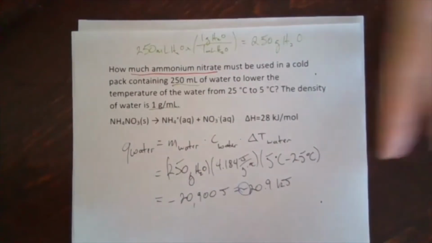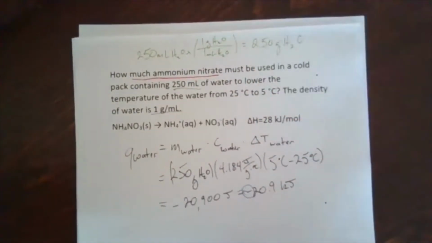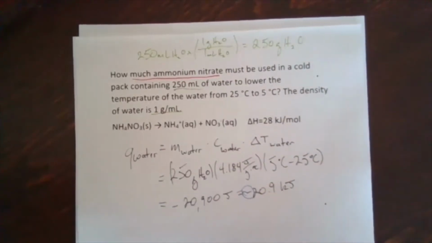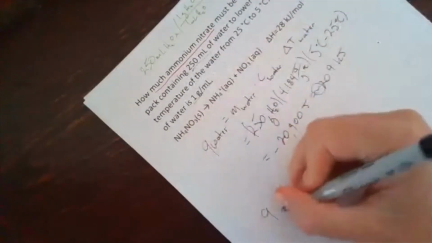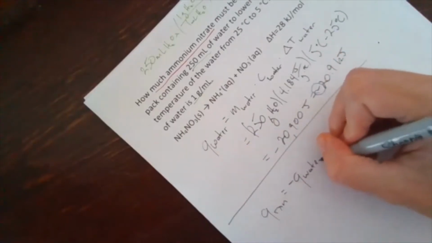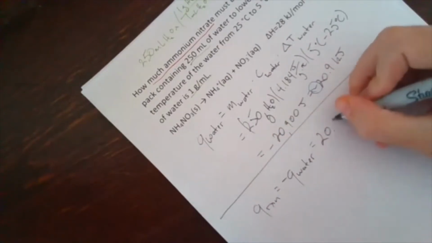One of the most common mistakes that would be made is you would swap the 5 and the 25. This is negative 20, but instead you put a positive 20 into the calculation and get a positive number here. But heat is not going into the water because it's a cold pack. So heat is going to be leaving the water is what we would expect. Where is it going? Well, it's going into this reaction or this dissolving. And we know that that is negative heat of the water. So negative of a negative, that's positive 20.9 kilojoules.